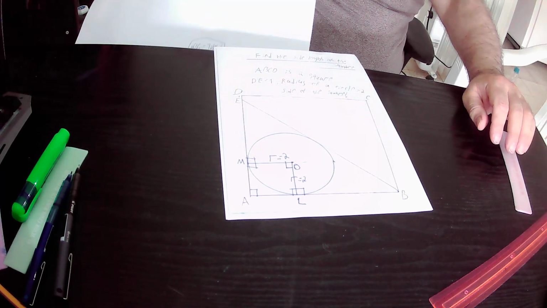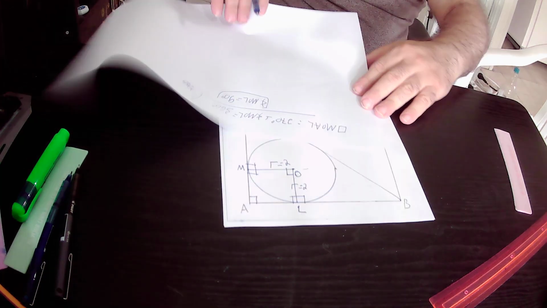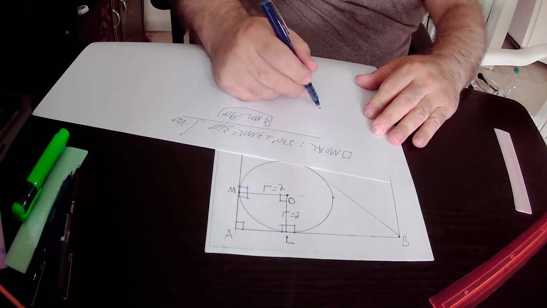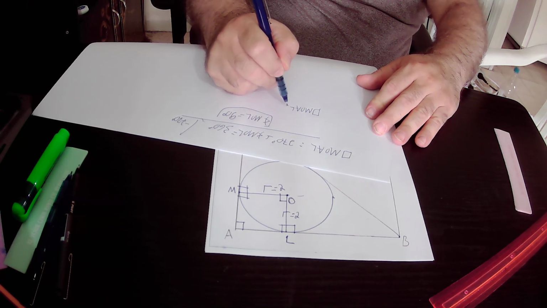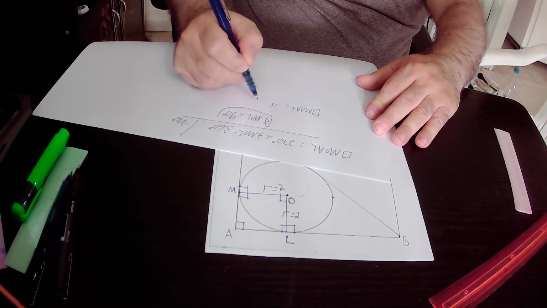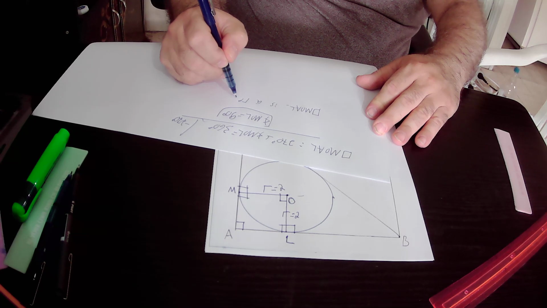Any quadrilateral that has four right angles must be at least a rectangle. So we will regard quadrilateral MOAL as a rectangle because it has four right angles. So quadrilateral MOAL is a rectangle.